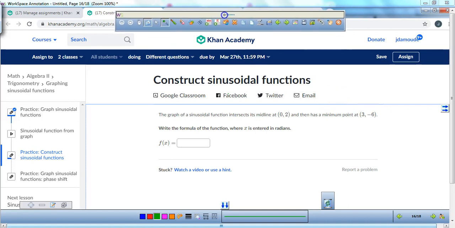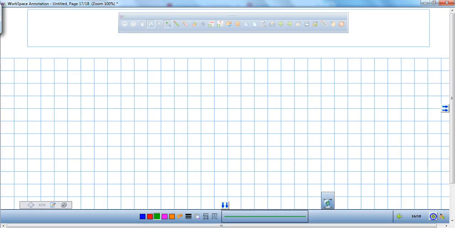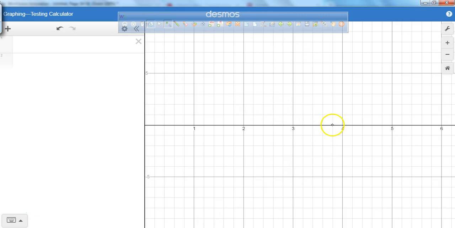Alright everybody, today what we're going to be working on is how to construct sinusoidal functions given certain points. Something you're going to want to make sure that you have is some graph paper to work on. You also want to make sure that you have Desmos up and ready to go. Go and pause me while you're getting that ready.